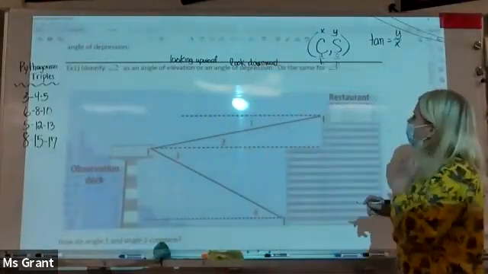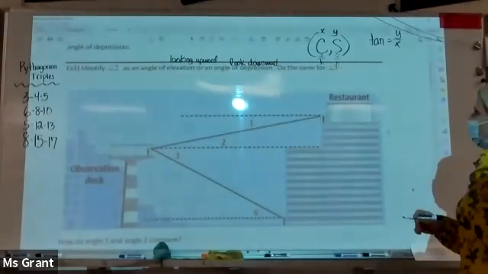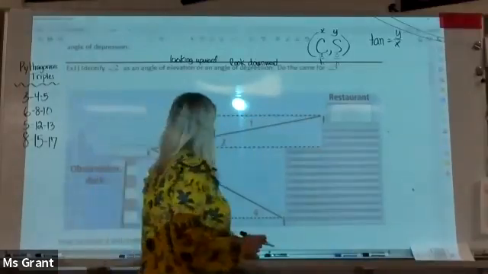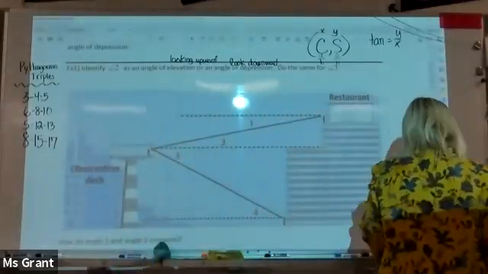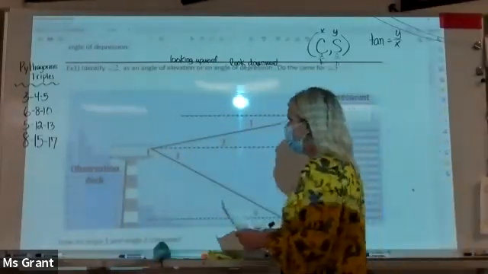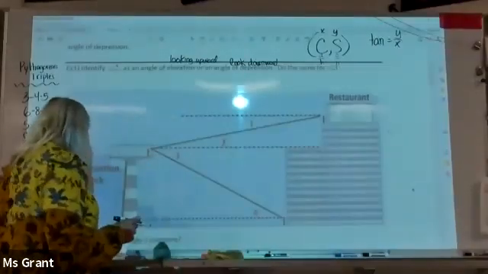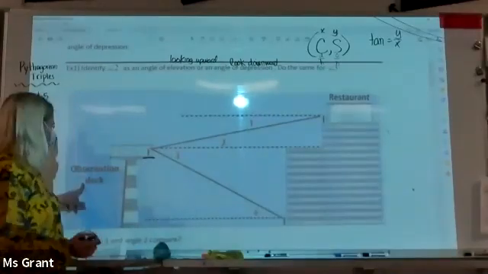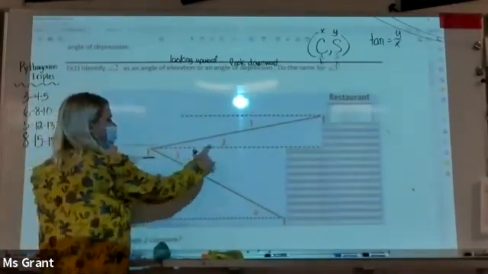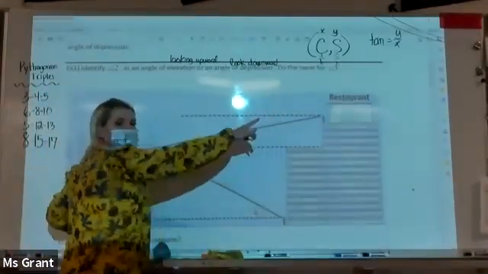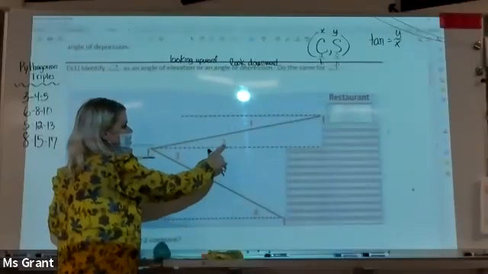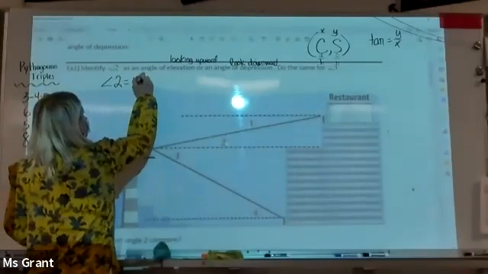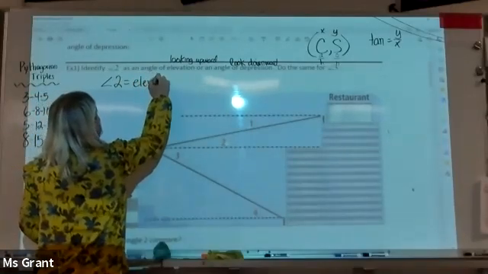So in example 1, I have to talk about angle 2 and angle 3, which is which. So in angle 2, I am going to be the person standing at the observation deck. And I'm at angle 2 looking towards the restaurant. So I'm looking at this restaurant. That's going to be an angle of elevation.